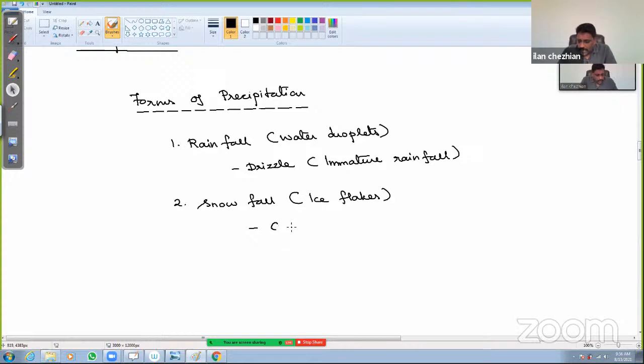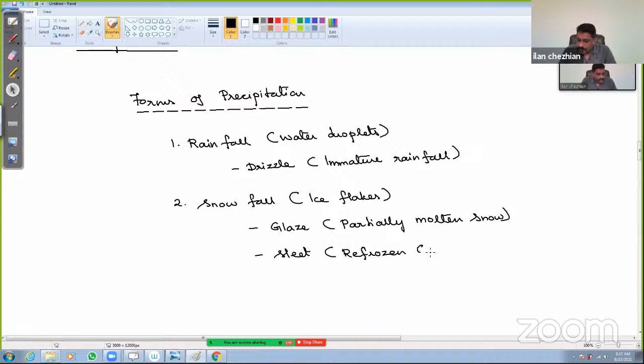Number one, I have glaze. What is glaze? Glaze is partially molten snow. On the other hand, I also have something called sleet, my friend. Sleet is refrozen glaze, my friend. Refrozen glaze, right?